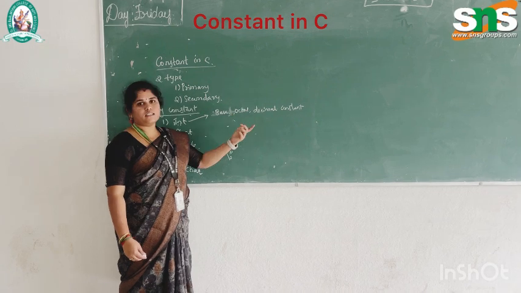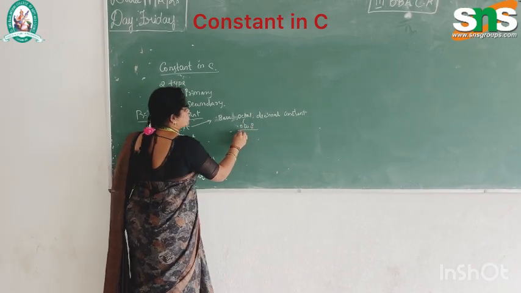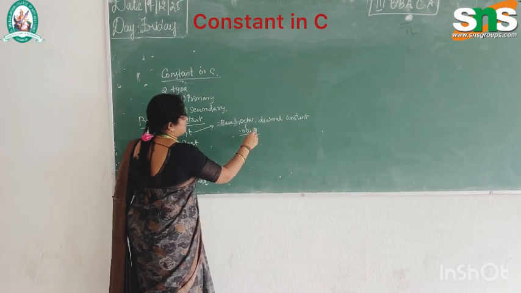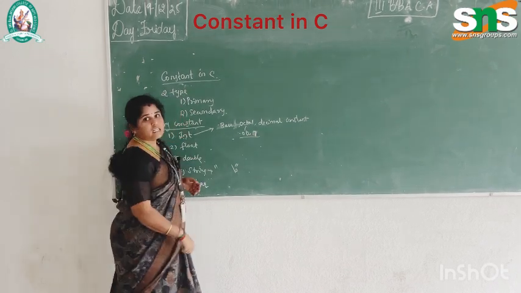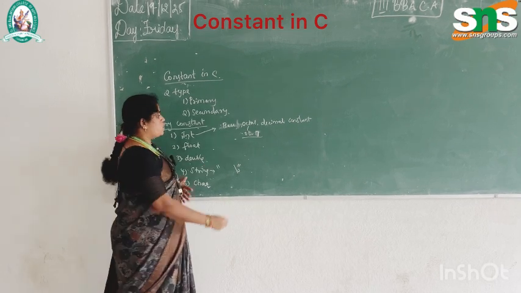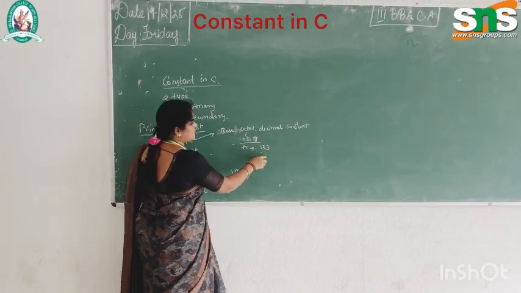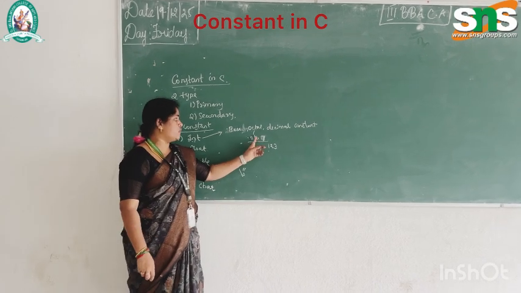Octal represents only the digits 0 to 7. So these values come under the type of octal. An example for octal may be 1, 2, 3.